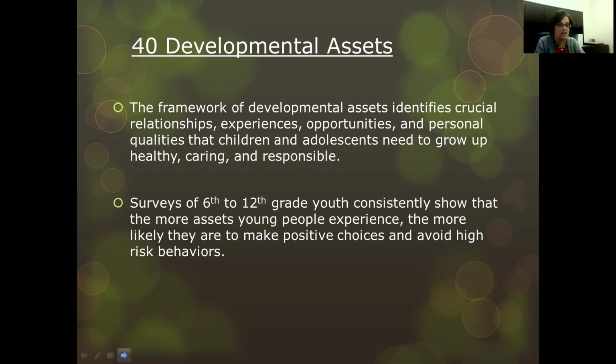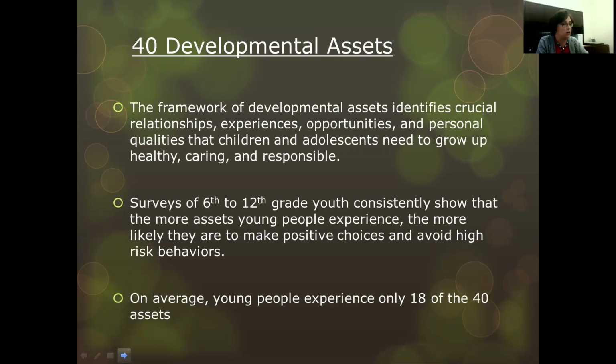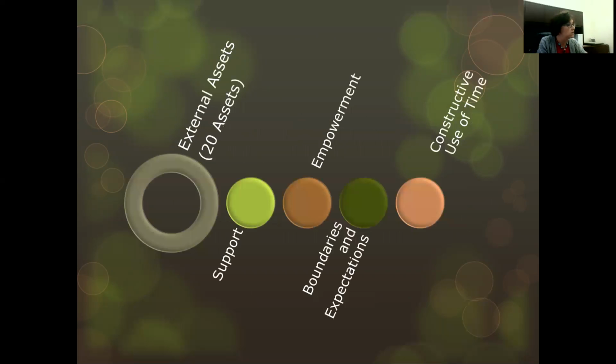And as we look at some of these assets that young people should have, you're going to see that 4-H provides that. On average, a young person will only experience about 18 of the 40. I think it's going to be absolutely impossible for any young person to be involved in all 40, but I think it's critical that the more they have, the better they do as adults.